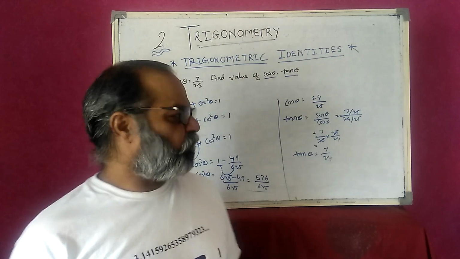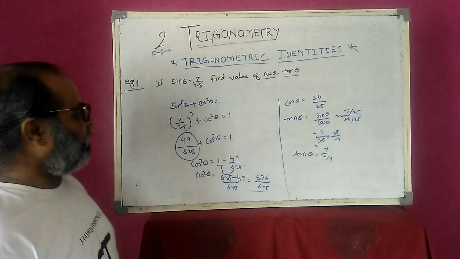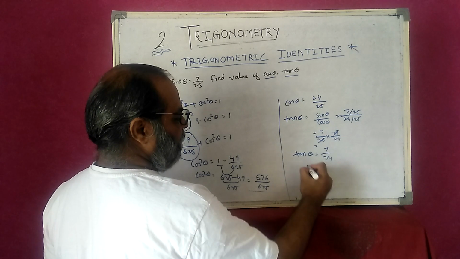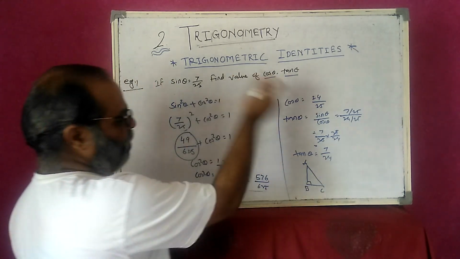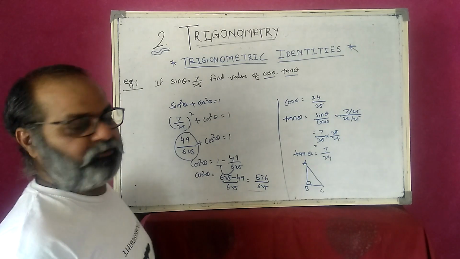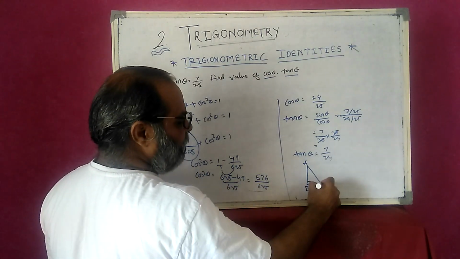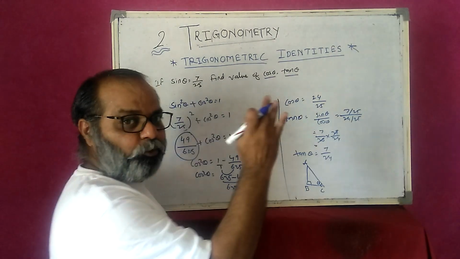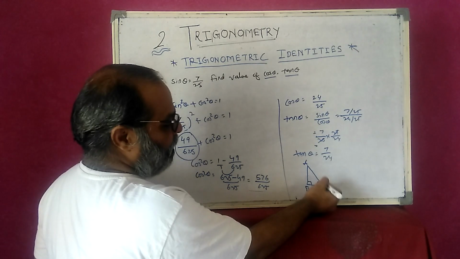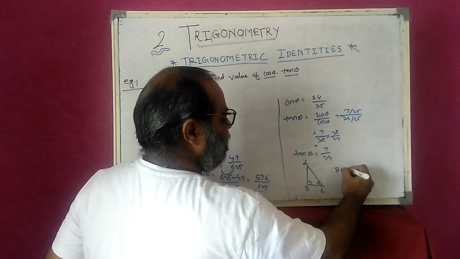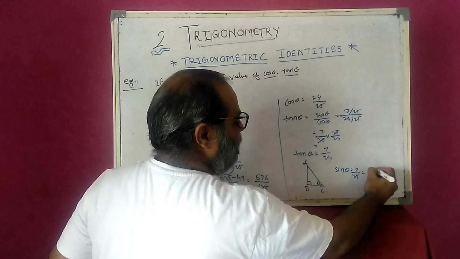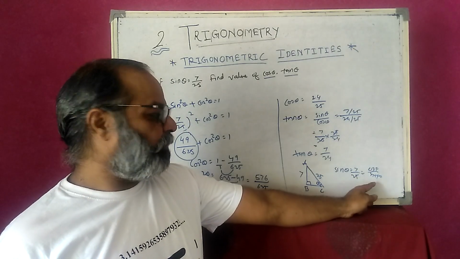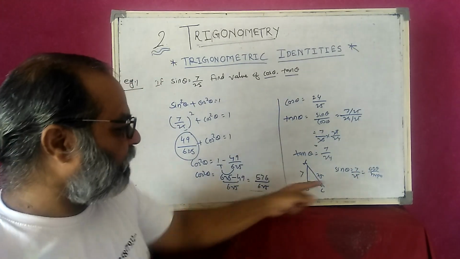Let us solve it by another method. I apply a right angle triangle here, triangle ABC. This problem is solved by this method also. This is basic trigonometry. So sin theta is equal to 7 by 25. We know sin theta is equal to opposite upon hypotenuse. So I write theta here. Theta is here, the opposite side is 7, so it is opposite upon hypotenuse. Now the opposite is 7 and the hypotenuse is 25.